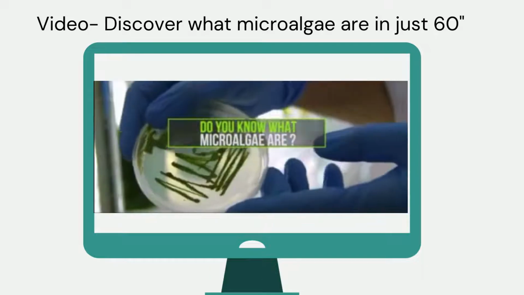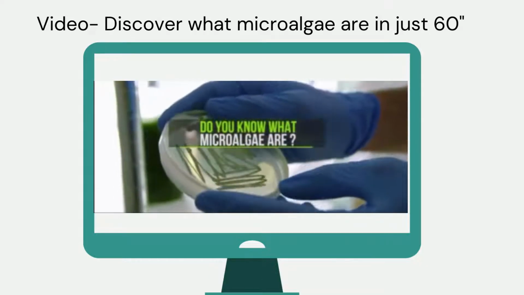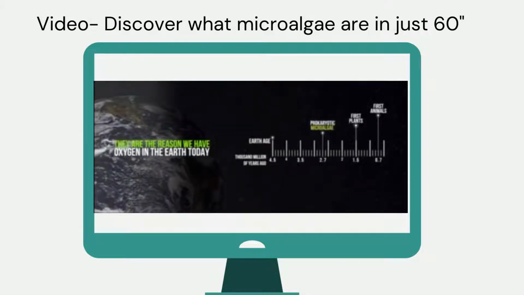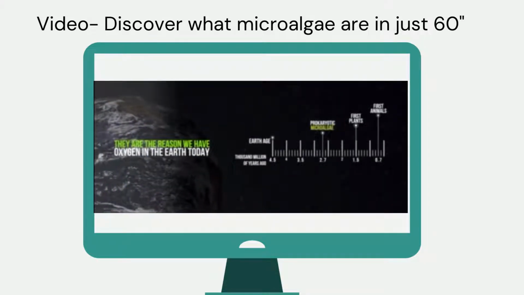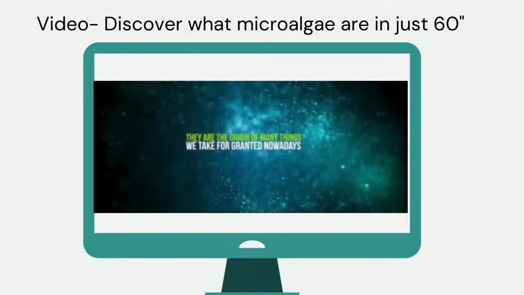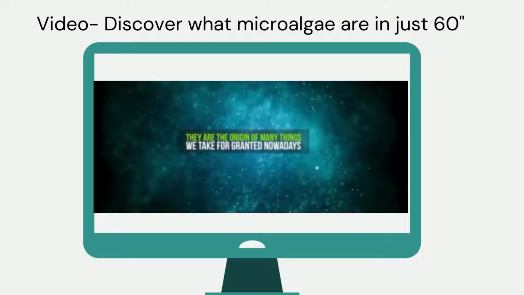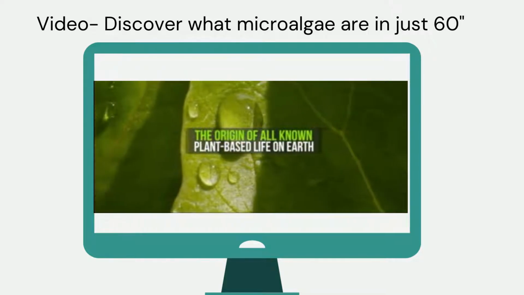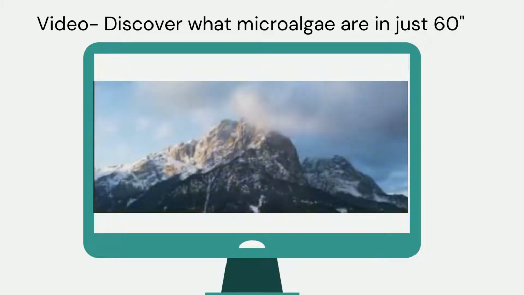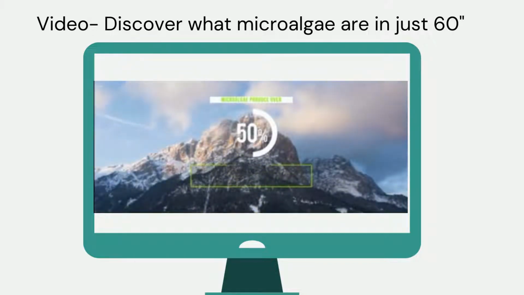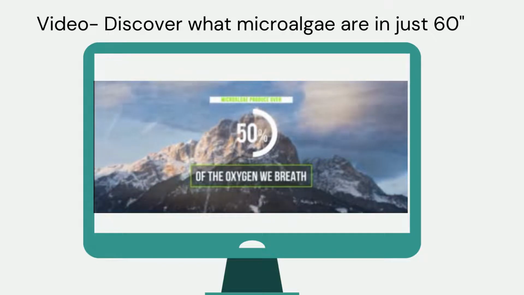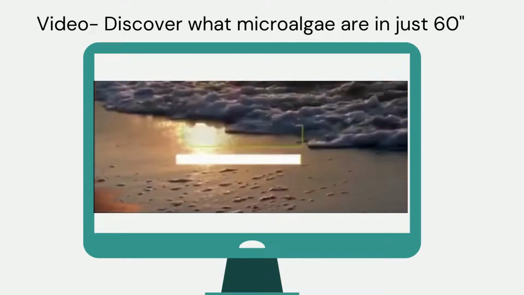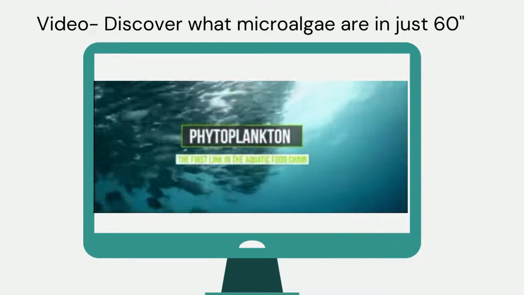What do you really know about microalgae? Microalgae are microorganisms that first appeared on Earth around 3,000 million years ago and created the atmosphere as we know it today. They are the first organisms that performed oxygenic photosynthesis and are therefore the origin of all known plant-based life. They are the reason why we have oxygen on Earth. And still today, microalgae living in the oceans provide us with more than half of the oxygen we have. Also known as phytoplankton, they are the first link in the aquatic food chain.